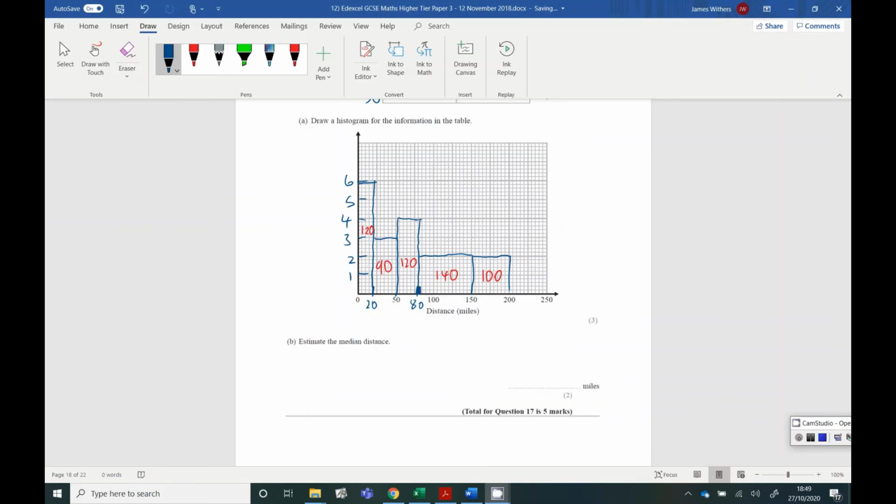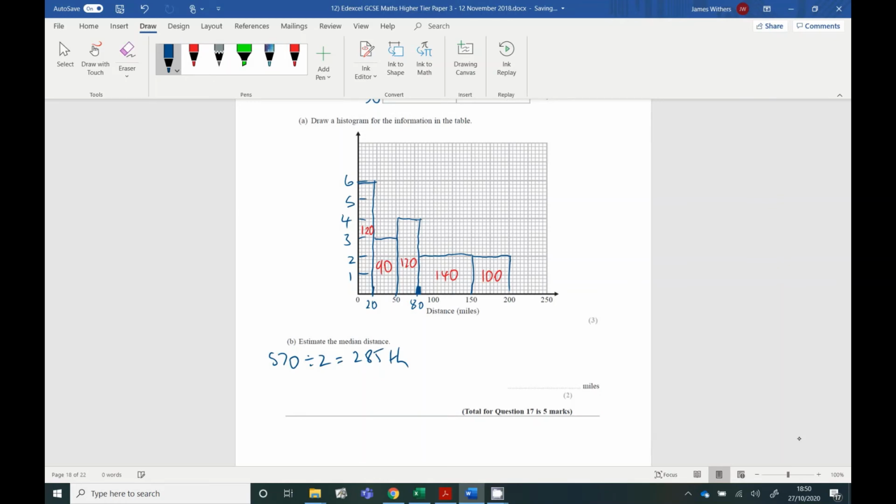So part B is asking us to estimate the median distance. So how far did the middle student travel? We've got 570 students. So the middle student, divide that by 2, is our 285th student. So how far along as we go left to right is our 285th student?